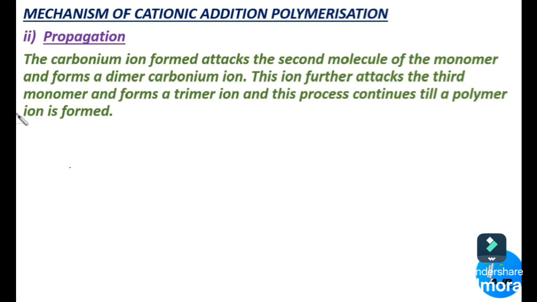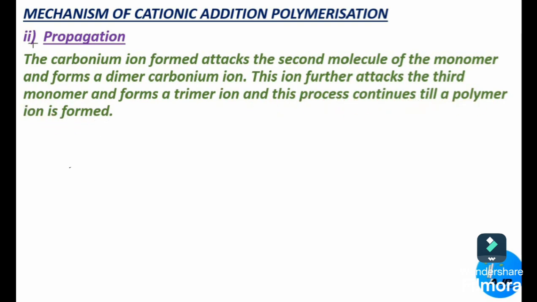Now let us see what is happening in propagation. In propagation, the carbonium ion formed in the first step, initiation, attacks the second molecule of the monomer. What is the monomer we have used? Isobutene. It attacks the second monomer and forms a dimer carbonium ion. This dimer carbonium ion further attacks the third isobutene molecule and forms a trimer ion. This process continues till a polymer ion is formed.